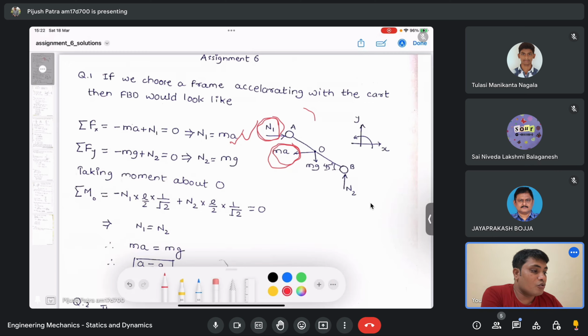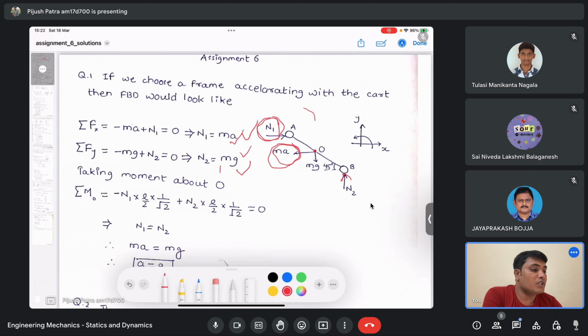And if you do the same thing for the y direction, then it's very simple: the weight of the slender rod will be balanced by the normal component of the force, which is N2. So N2 equals mg. This is the midpoint of the rod, along which gravity is acting.